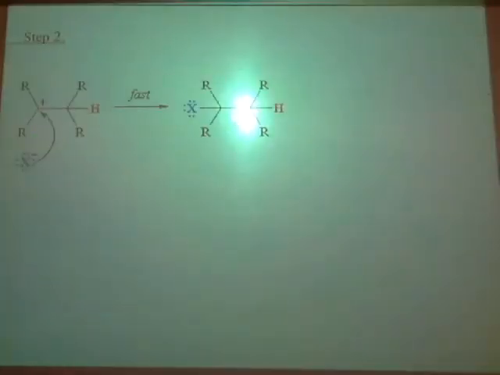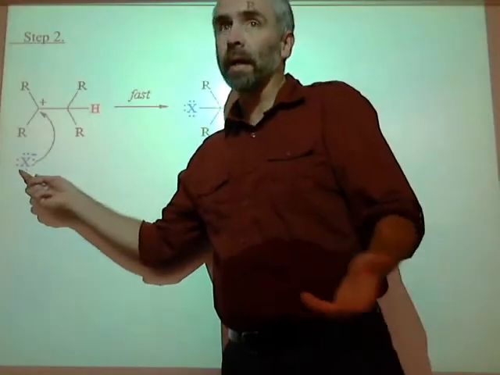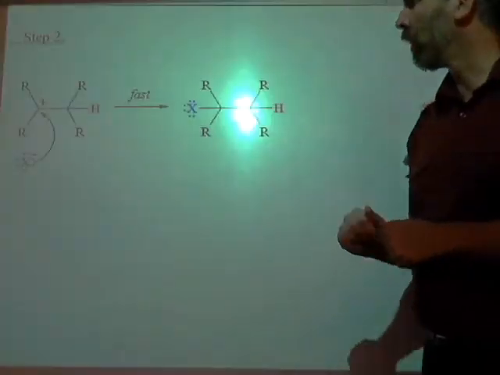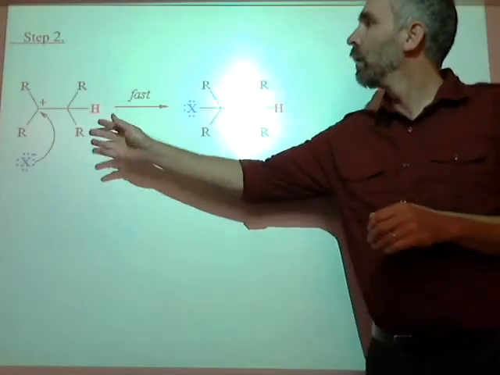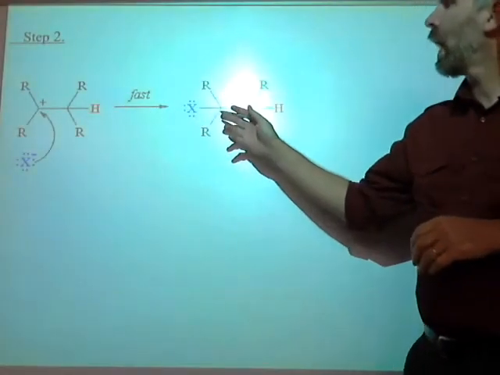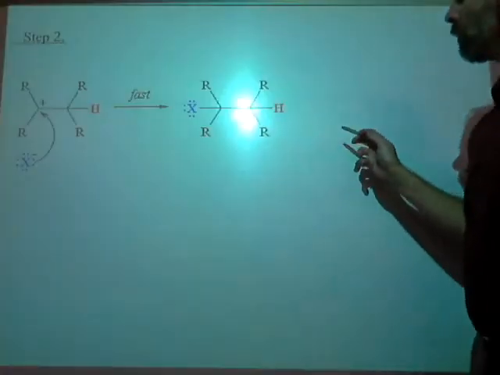So let's do that second step here. Here's your step 2. I already have it drawn for you. This is really fast. You've got two unstable guys, two very reactive particles, a carbonium ion and a halide ion or an OH ion, whatever. Very reactive. They're going to get together very quickly, attach themselves together, and form the actual product.